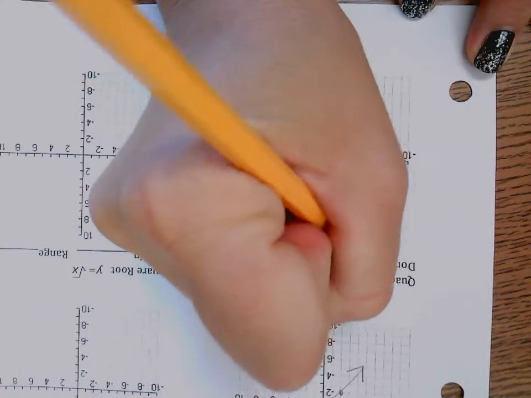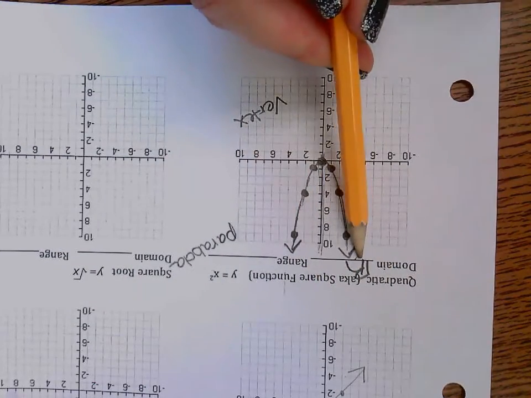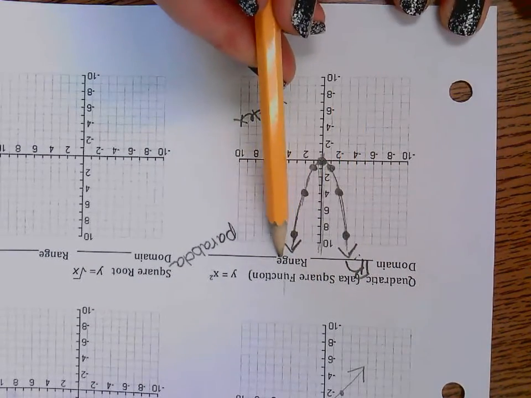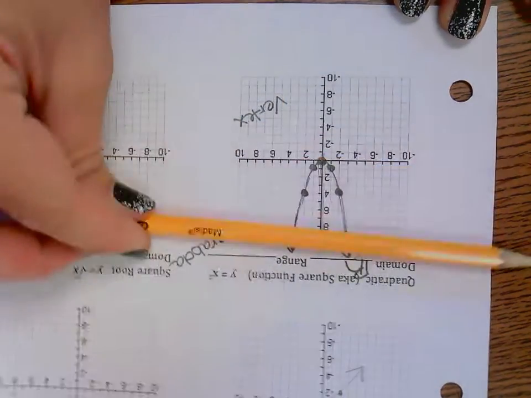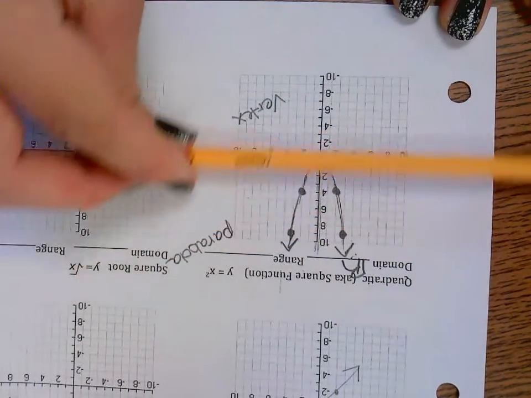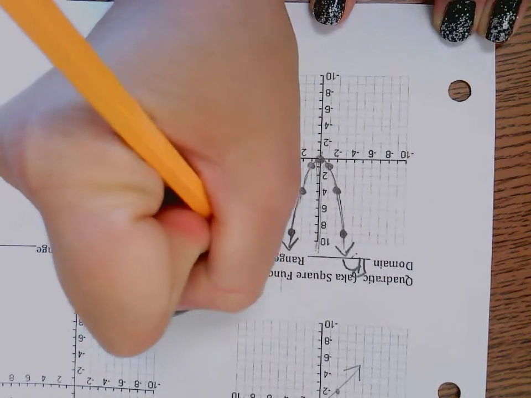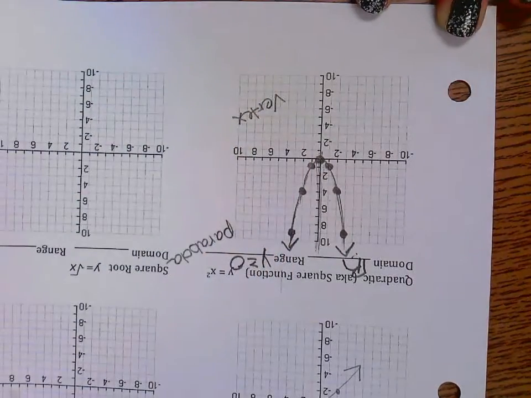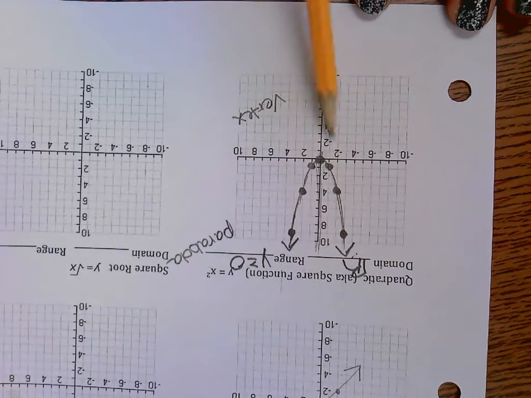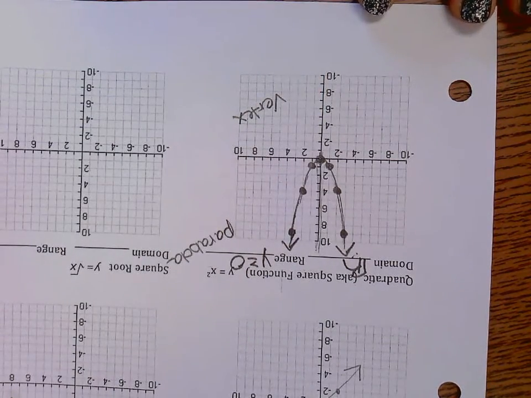So my domain is all real numbers, but the range, the output, is always going to be positive, right? All the y values are above the x-axis. So my range is that y has to be greater than or equal to 0. I'm never going to get a negative y value for the parent function. Does that ring a bell?